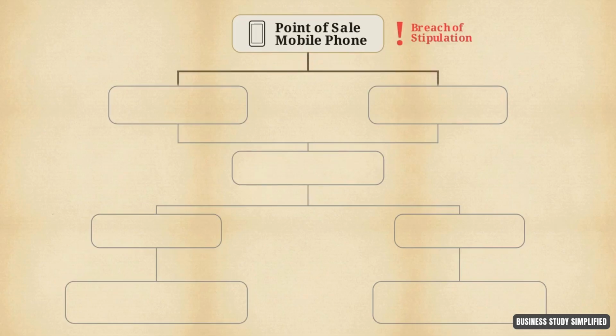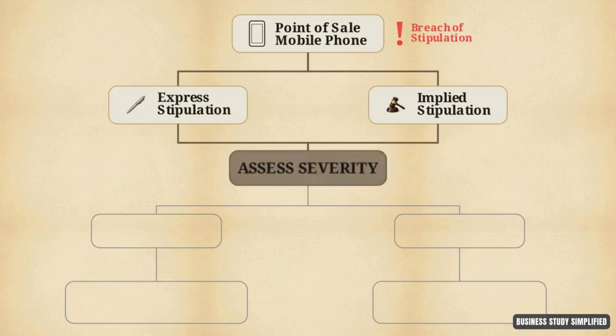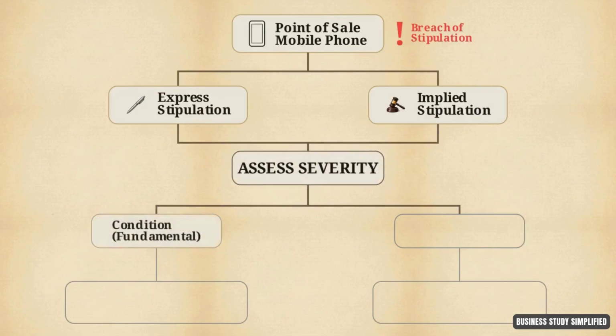The first analytical requirement in our algorithm is identification. We must determine if the specific defect breaches an express stipulation clearly written in the contract or an implied rule embedded by statute. Once identified, the law assesses the structural weight of the breach. The algorithm routes the defect down the correct pathway, determining if the failure disrupts the core of the deal as a fundamental condition of merchantability or if it is merely a peripheral breach of a warranty.